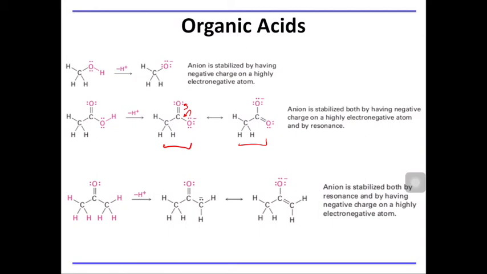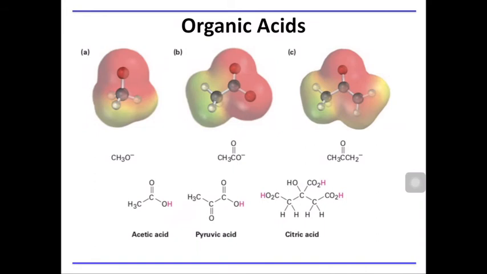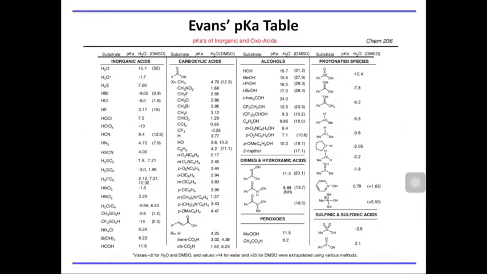Suppose we have acetone. Upon the deprotonation of acetone, you will form this carbon ion, which is its conjugate base. And this carbon ion can have a resonance form called enolate. So these two have resonance forms. That's why the resulting conjugate bases are not that strong. Some other examples of Bronsted-Lowry acids and Bronsted-Lowry bases are given here. You have acetic acid, pyruvic acid, and citric acid. If you want a comprehensive list of pKa values in order to assess the strength of acids or functional groups, please refer to Evans pKa table.